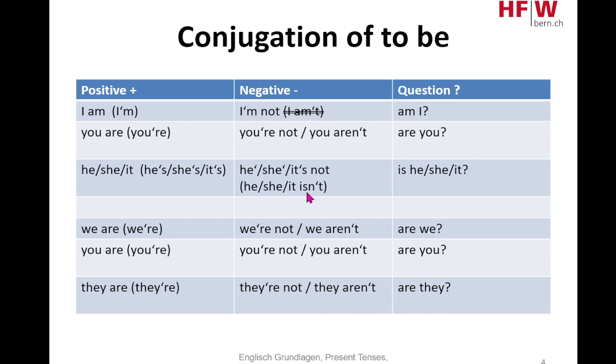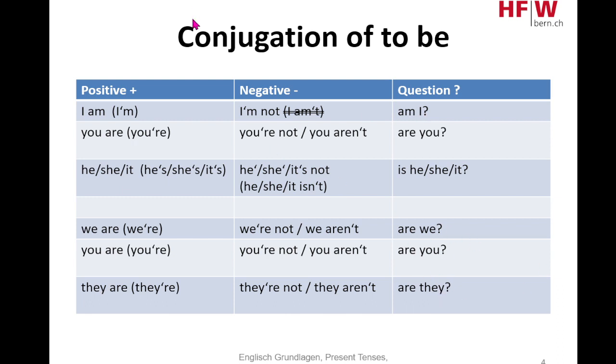You can use the short form like that. One more question: is he, is she, is it. One more, we are or we're, we are not or we aren't. Are we? So this is the question. You are, you are not, you aren't. Are you? One more, they are, they are not, they aren't, are they?